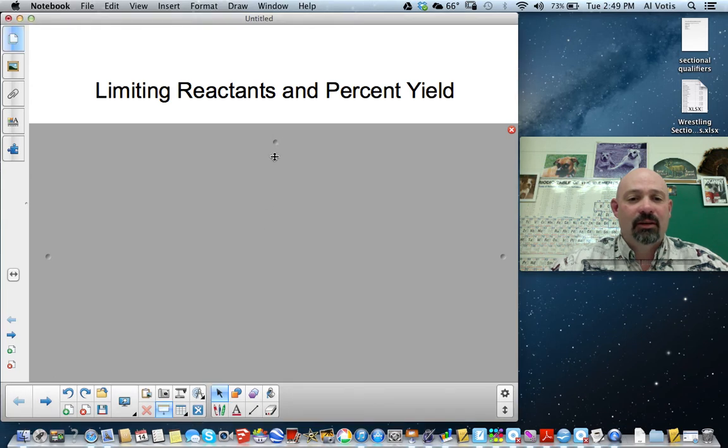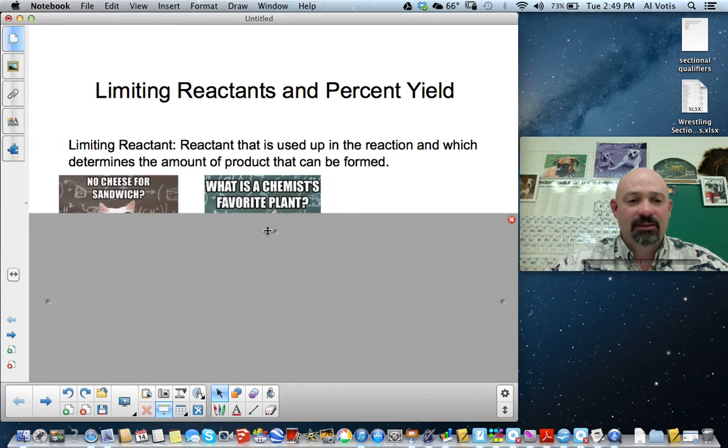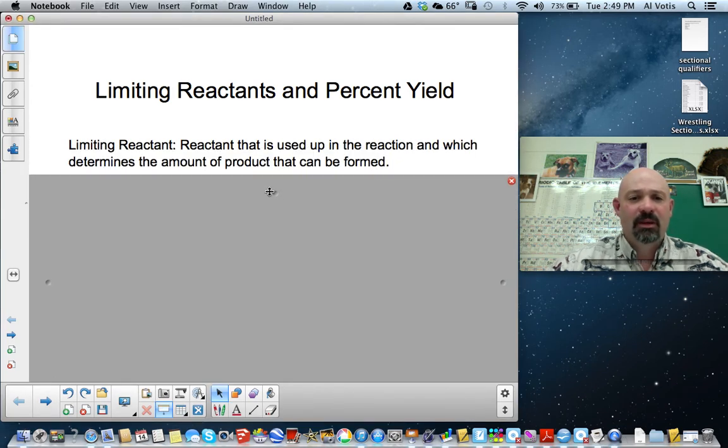Okay, so as we start off here, first of all, as we look at limiting reactants, we have our definition that basically it's the reactant that's going to be used up in a reaction, and that used up reactant is what's determining how much product can be formed from our reaction. In other words, we're going to know both reactants, and we have to figure out which one is used up.